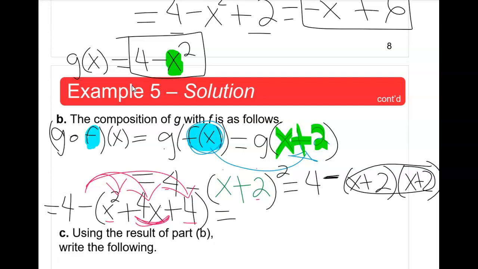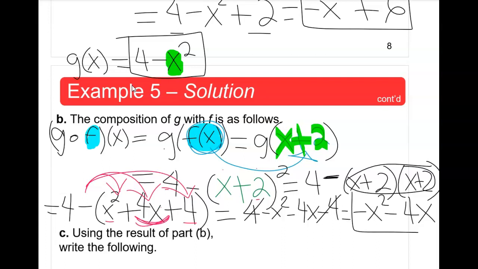So now I'm going to distribute the negative sign. So it will be negative x squared minus 4x minus 4. And this is what is going to equal to, as you can see here, positive 4, negative 4 cancels out. So we just have negative x squared minus 4x left. And that's it. That's the answer for part B, which is the composition of g of f.